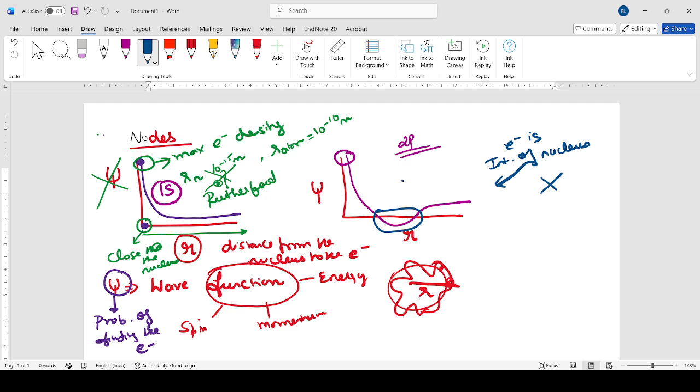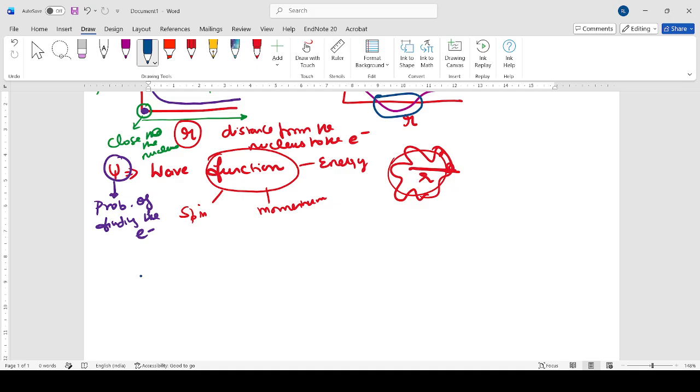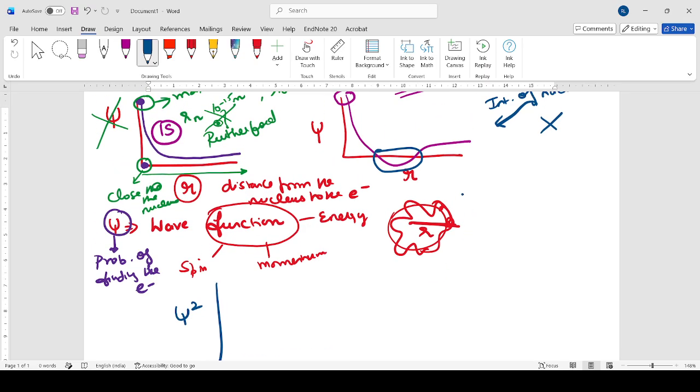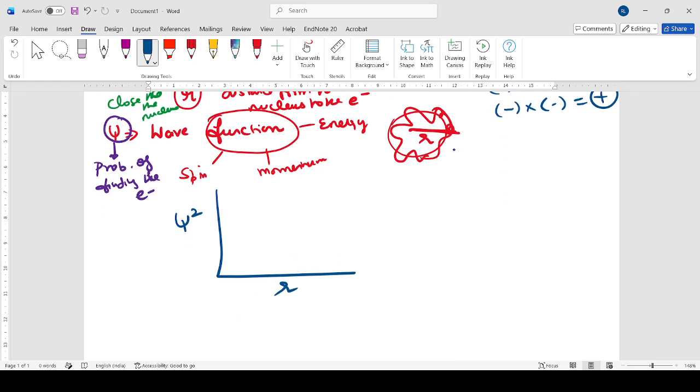So therefore, this graph was wrong not just for the closeness to the nucleus, but was also showing you a negative probability distribution with respect to the nucleus. So this was also wrong. Okay, right. So what they did was they went to the next graph between psi square and r. Because this was negative, if I square the negative, negative into negative will become positive. I can eliminate this negative axis now. So they went for squaring it.